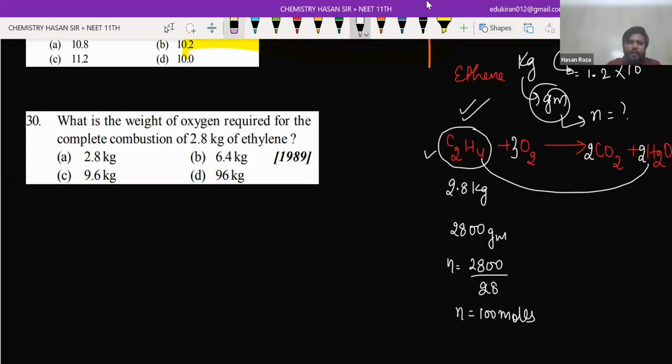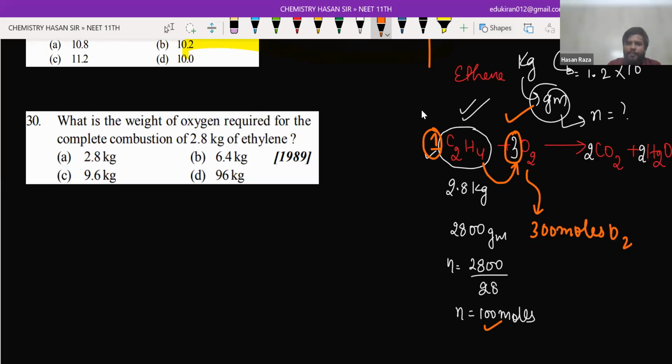Sir, what is the weight of oxygen required? So you are going from this to this. You can see this is the balanced chemical equation. 1 mole of C2H4 needs 3 moles of O2. So 100 moles of C2H4 will react with 300 moles of O2.